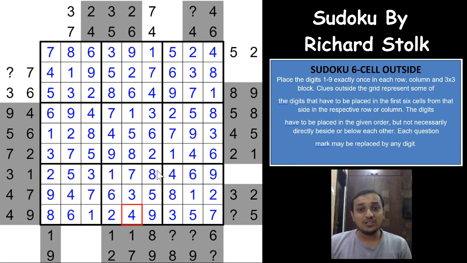And with that we complete this excellent Sudoku by Richard Stallk. What a fun variant, guys. It was really a difficult Sudoku, but it was really excellent and fun to solve. It was not an easy Sudoku, a very fun solving Sudoku. 6 cells outside Sudoku, right? Awesome Sudoku. So I really thank Richard for such an excellent Sudoku and giving us permission to cover a video on this channel.